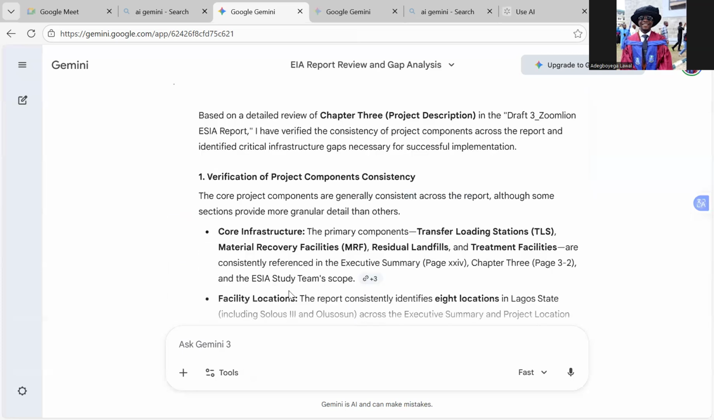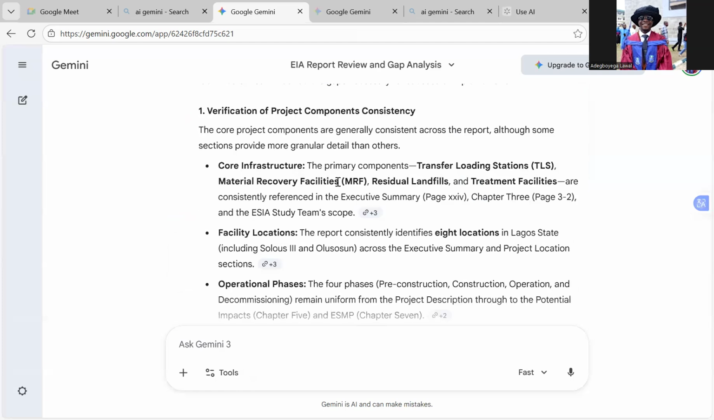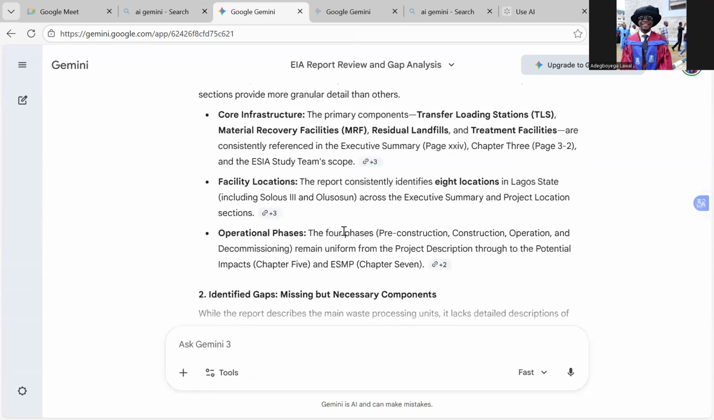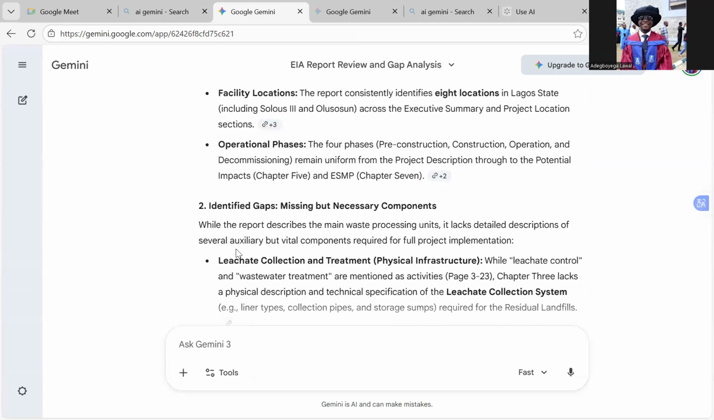Okay, these are some of the core infrastructure. The primary components, transfer loading stations, material recovery facility, residual landfill, treatment facility are consistently referenced. So it's very good. That means they are consistent across the report. The report consistently identified 8 locations in Lagos State, including Solous 3 and Olusosun. Operational phase, the 4 phases remain uniform. Okay, let's go to the gaps.